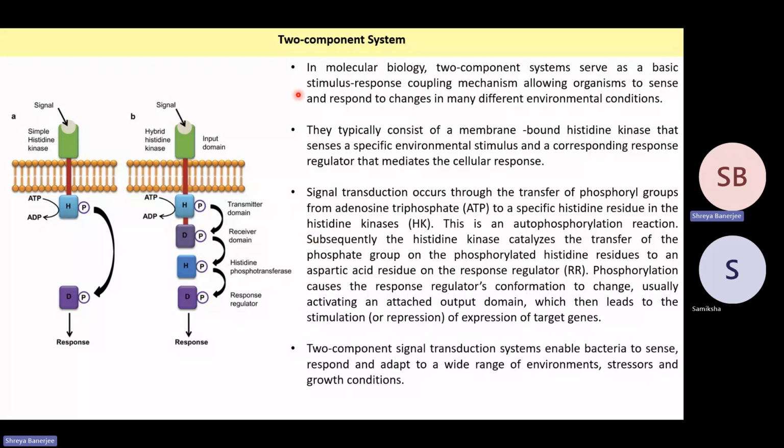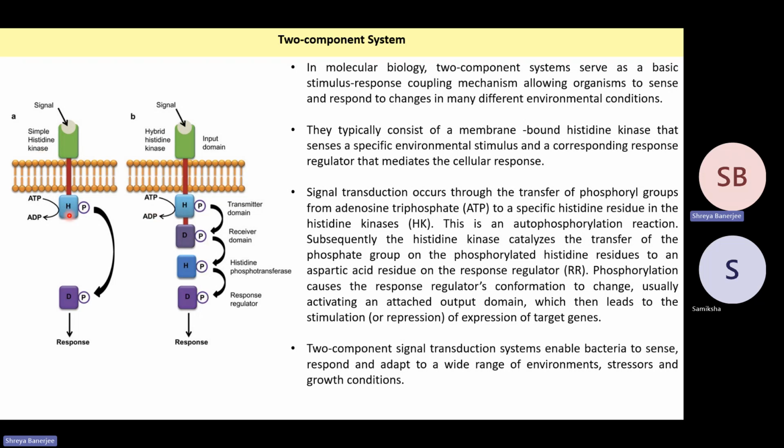So I was discussing the two-component system in molecular biology, where the two-component system is a basic stimulus response mechanism. That means, suppose there is a signal in the environment, suppose you're touching something hot, that is the signal, and the response is that you move your hand away. So that is the stimulus and response.